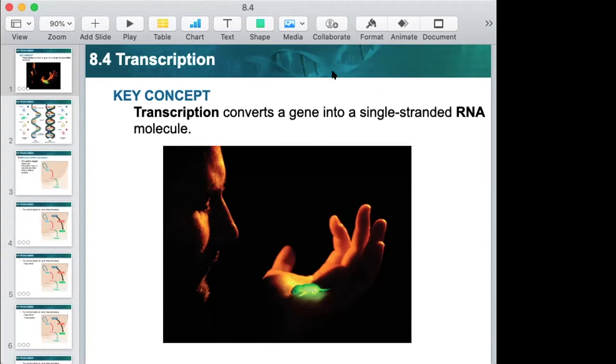And so you have DNA, double-stranded DNA, which is used to convert into a single-strand RNA, and that RNA is then used to make a protein. And that gene is then expressed that way.